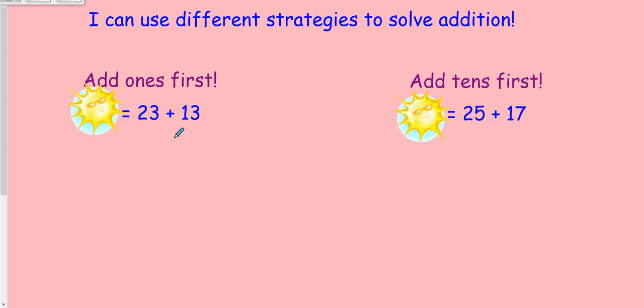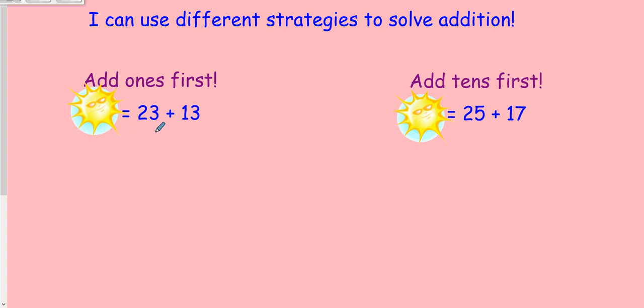We are going to be using a math picture for this problem, and we are going to be using a number bond and number sentences to show how we add ones first. If you have a piece of paper and a pencil, or a dry erase board and a dry erase marker, please draw along with me. If you do not have those things, that is okay. You can follow along as I draw.